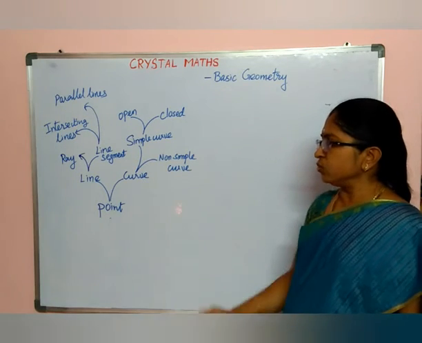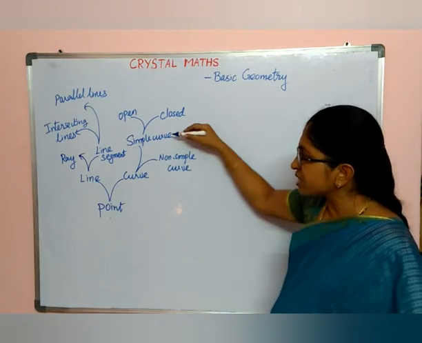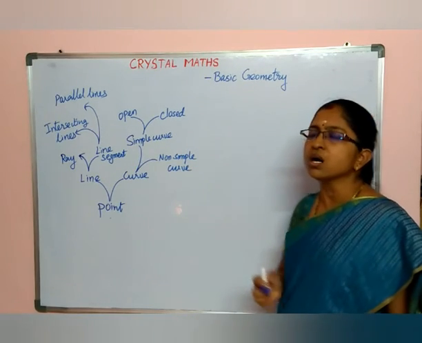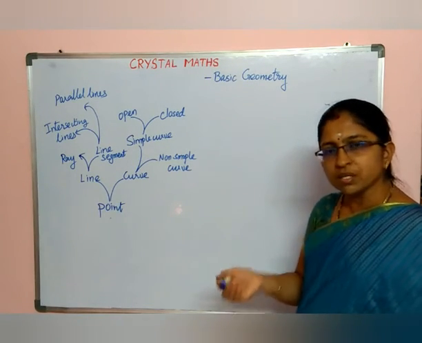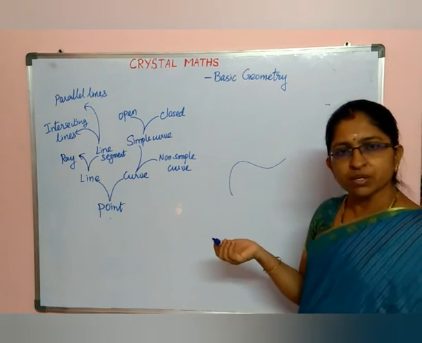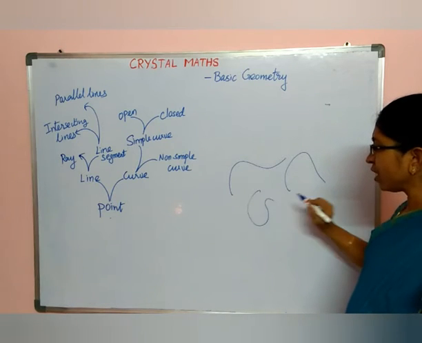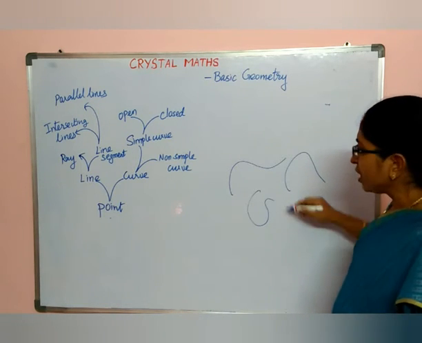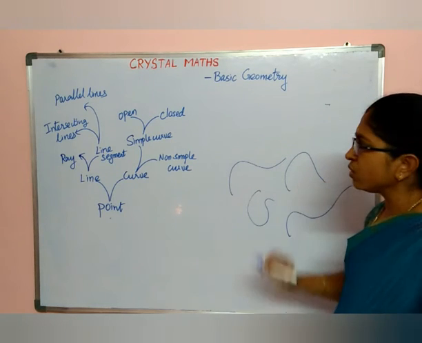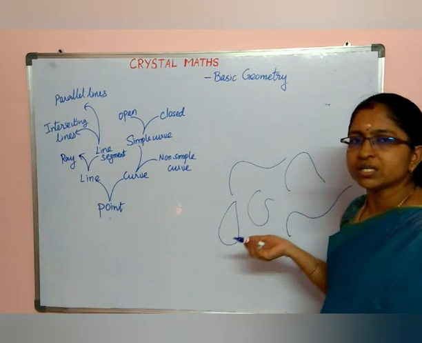Let's come to the curve. From the point, we develop the curve also. Curves develop into two parts: one is simple curve, another one is non-simple curve. What is a simple curve? If I draw like this, it is a simple curve. Even if I draw like this also it is simple, and like this also simple. All of these are called simple curves. Even if I draw like this, it is simple.